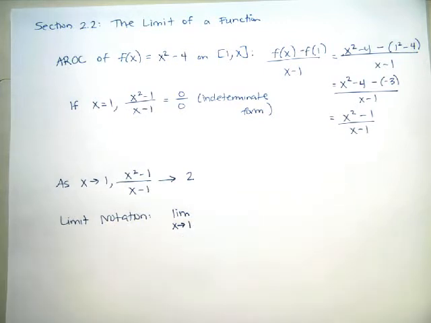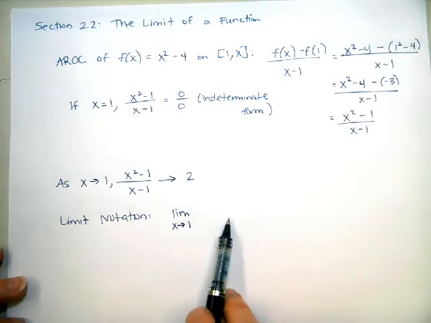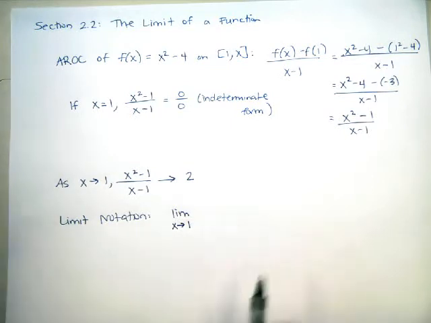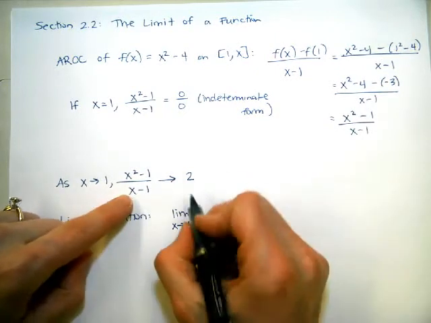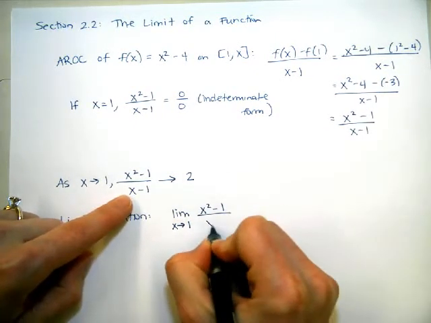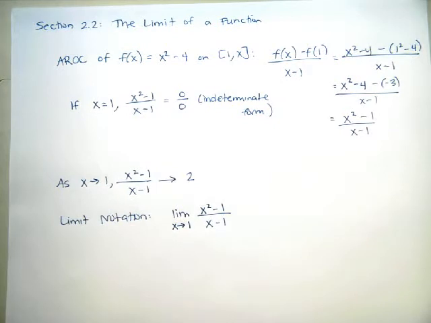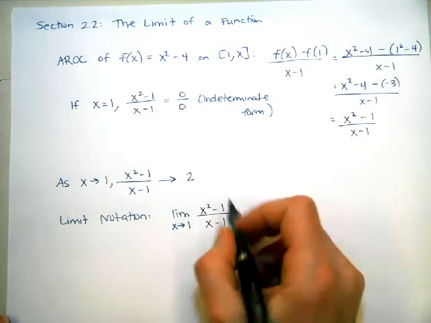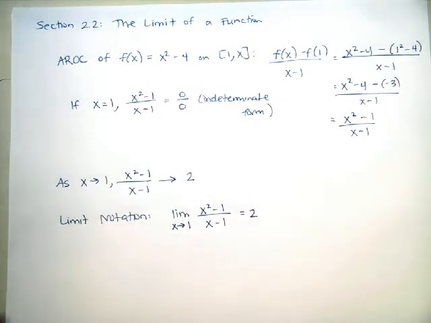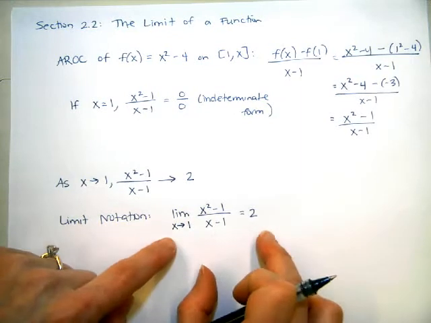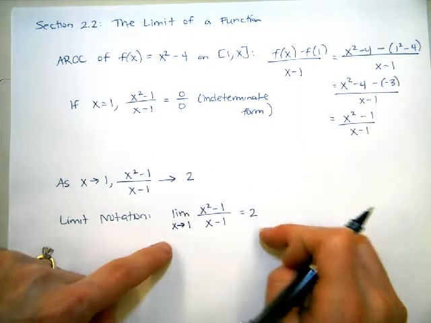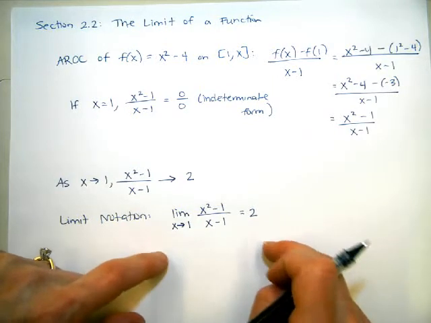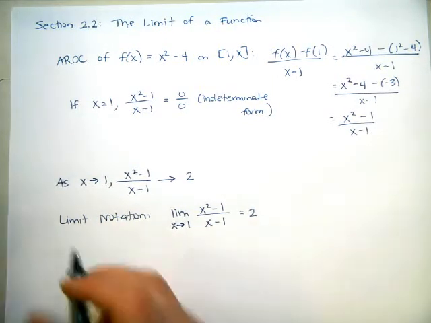So x approaches 1. Then next to that, you're going to write the expression that you want that input to be approaching that number. So the expression that we were looking at was x squared minus 1 over x minus 1. Okay, so we would say that this limit, based on the table that we had, equals 2. So this says the same thing as this. It's just that this is more condensed, and it's going to offer a lot more versatility for us to have this notation instead. But it still says the same thing.